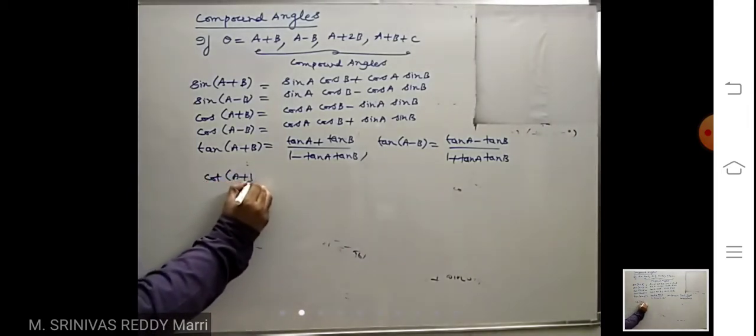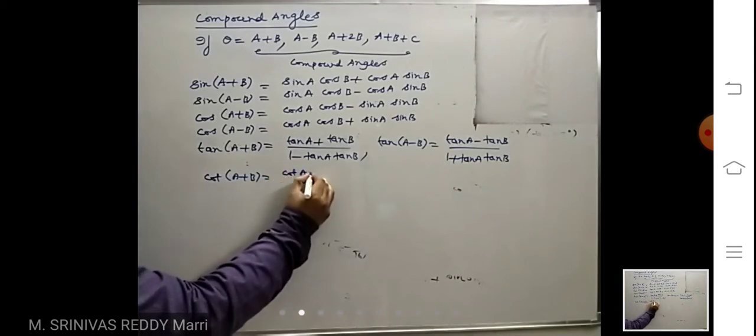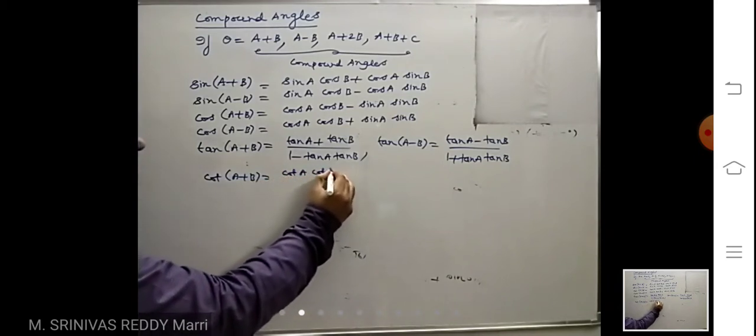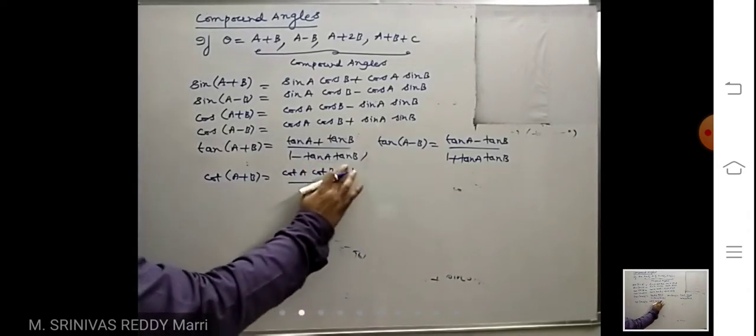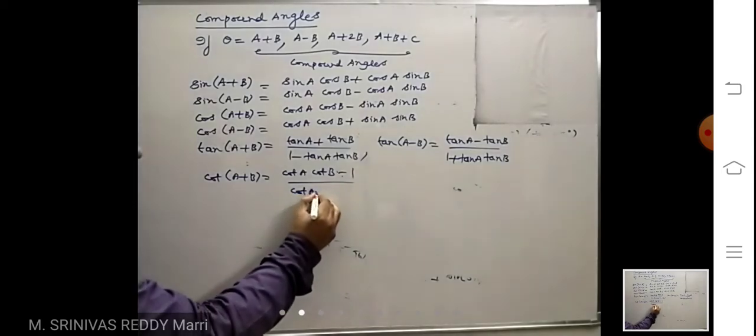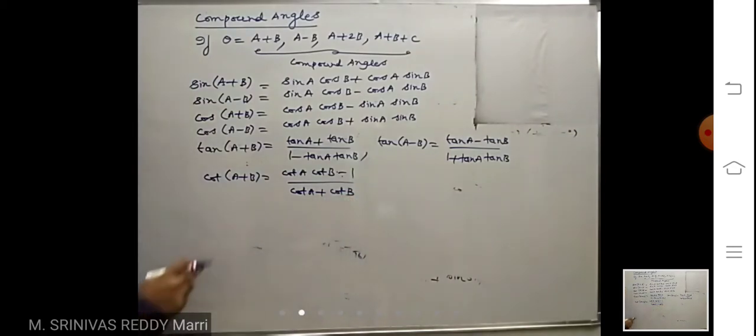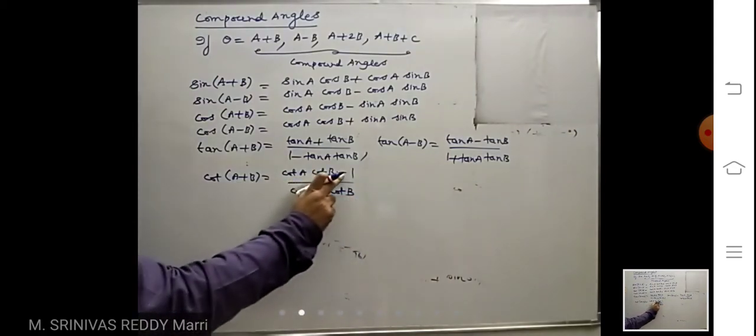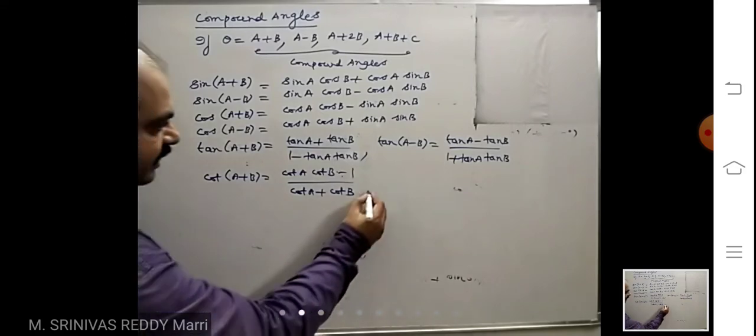Next, cot of A plus B is nothing but, look at, cot A cot B minus 1 divided by cot A plus cot B. Here, plus means the numerator gets minus and the denominator gets plus. That is cot of A plus B.